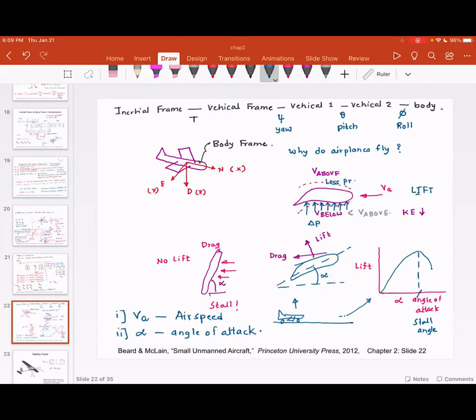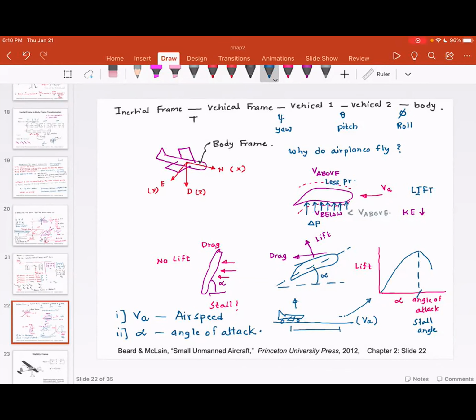Some aircraft can take off vertically, like Harriers and Bell 609 tilt rotors, but conventional aircraft need a runway and they need a certain speed so that this airspeed limit is reached, and then sufficient lift is generated so that the aircraft can take off.